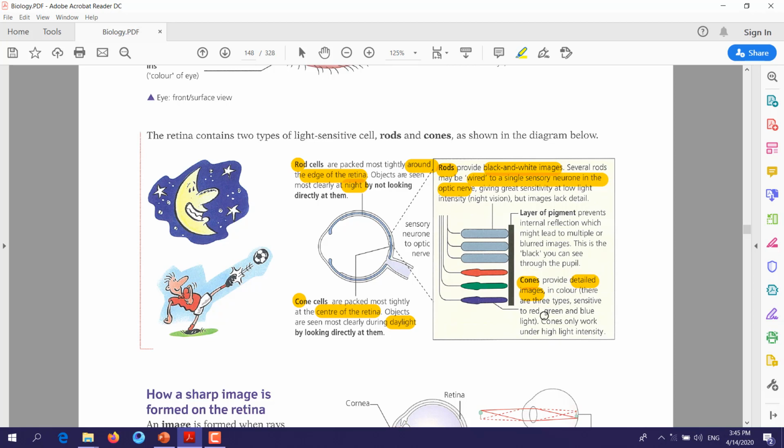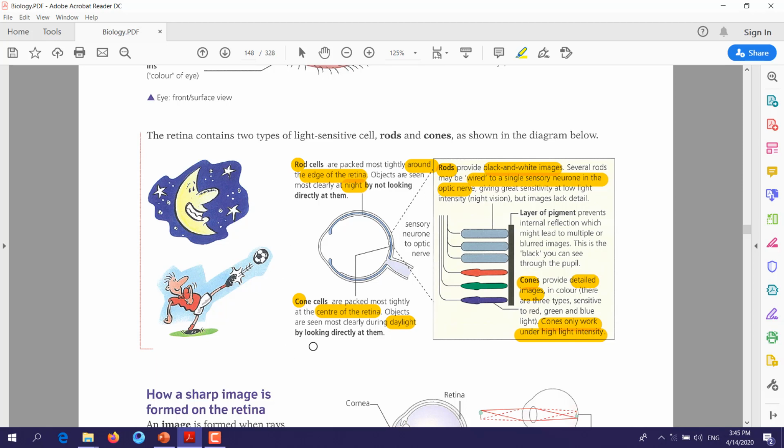There are three types of cones: sensitive to red, green, and blue. Cones only work under high light intensity. Now, the difference between them again: which one will be more active at night, or when it's dark? The rod cells. What is the image that we get from rod cells? Black and white. The sense cells, all of them are connected to one sensory neuron. This is for rod cells.